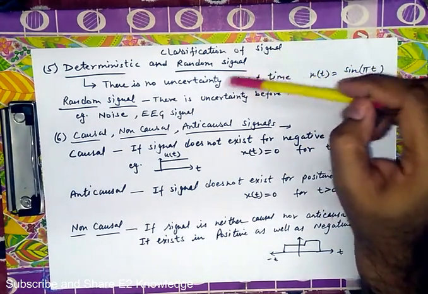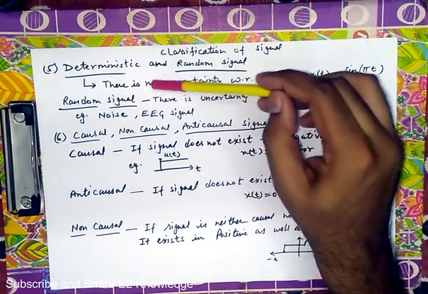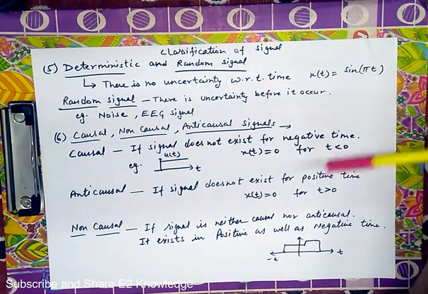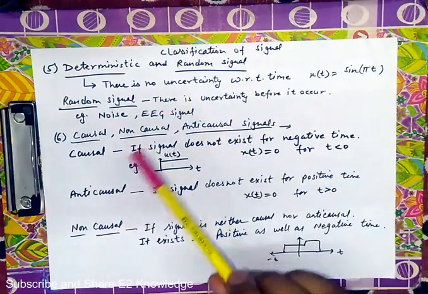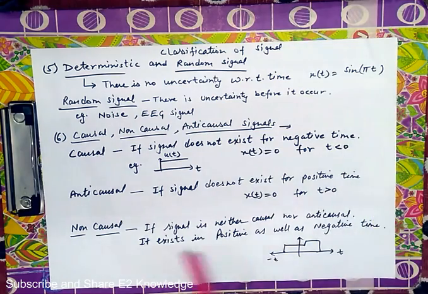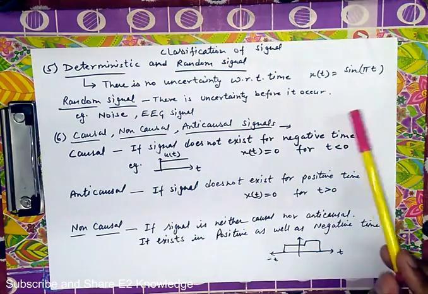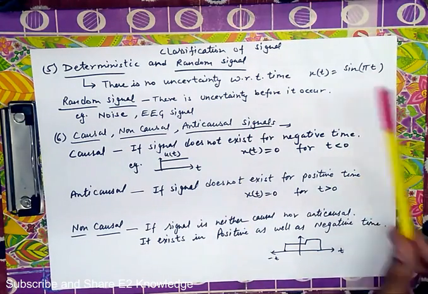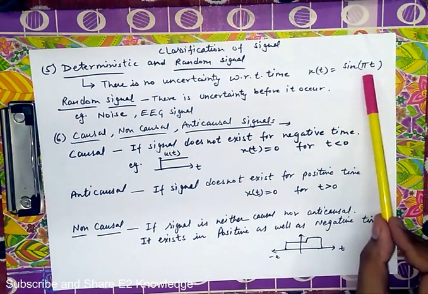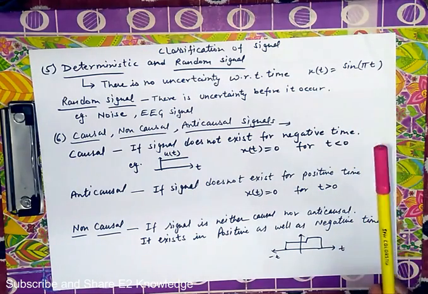Classification of signals: deterministic and random signals. Deterministic signals have no uncertainty with respect to time, for example x(t) is equal to sine pi t. That is, deterministic signals are those signals for which we know at any moment of time what the value of the signal will be. We know at t equal to any value, we know the value of x(t). At t equal to 5, t equal to 7, we know the value of x(t). That is, there is no uncertainty. We are sure.